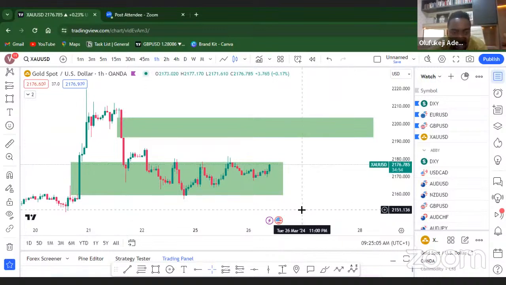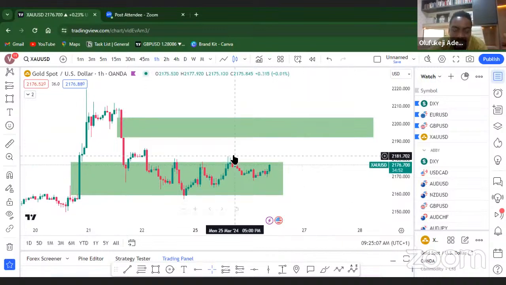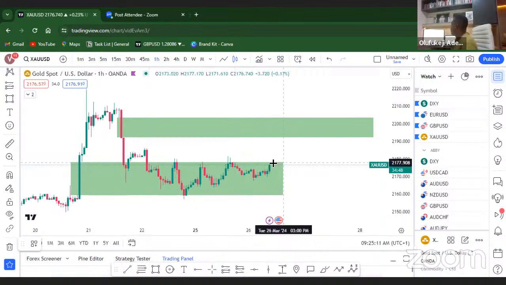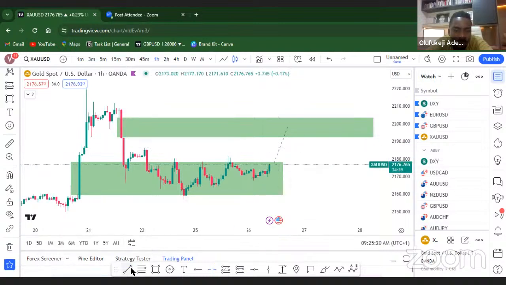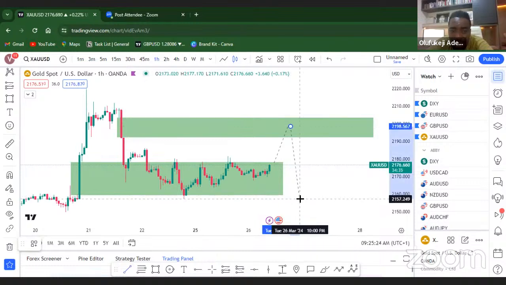Abigail, you can draw the arrows. Let's see. So that's what I'm thinking. Of course, I'm using sentiment. Price tapping into that level. When it taps into that level, if you're on a buy, take your profit, move your stop loss to break even if you want to let it run.